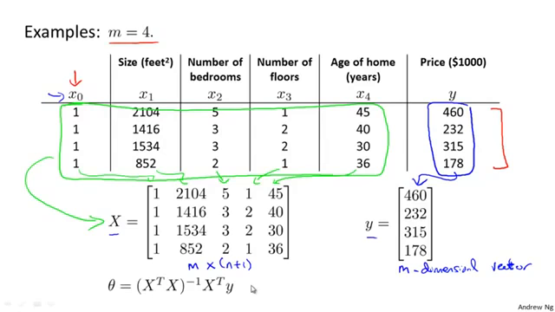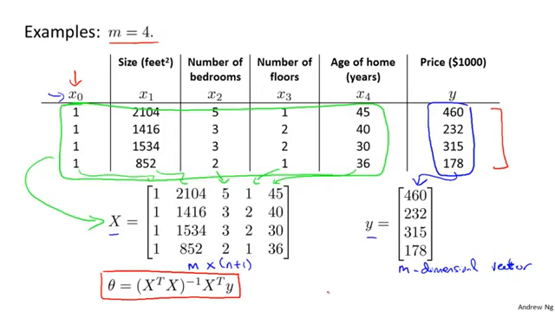Finally, if you take your matrix X and your vector Y, and you just compute this and set theta to be equal to (X transpose X) inverse times X transpose Y, this will give you the value of theta that minimizes your cost function.